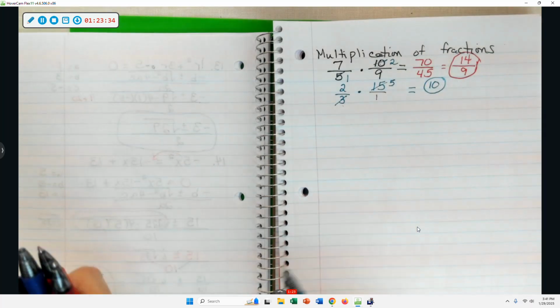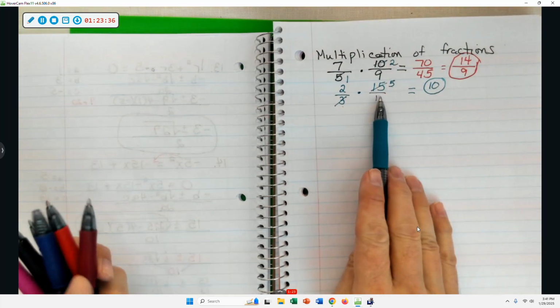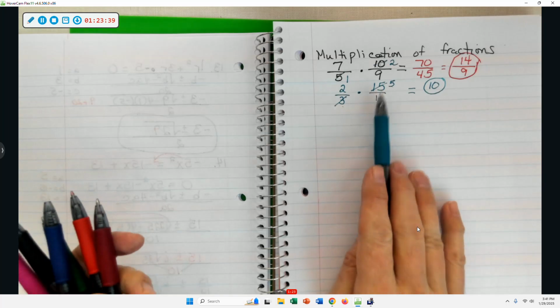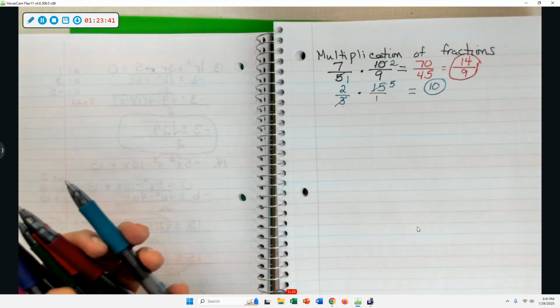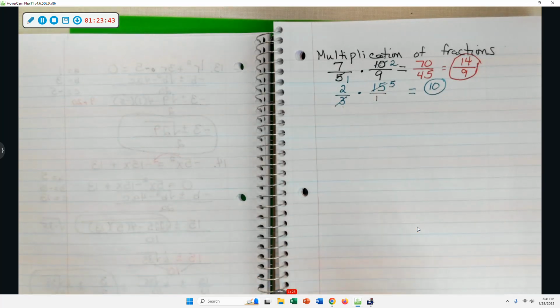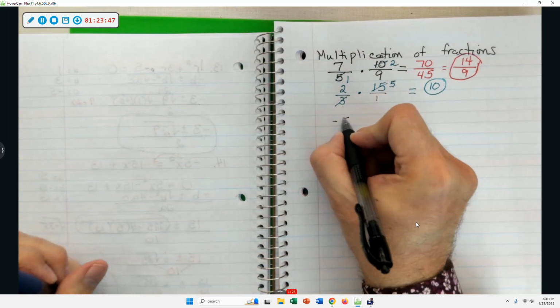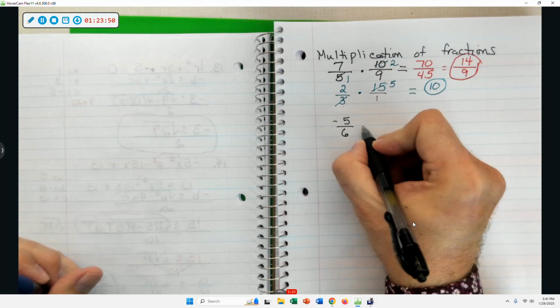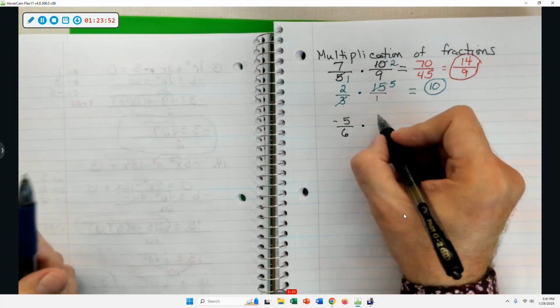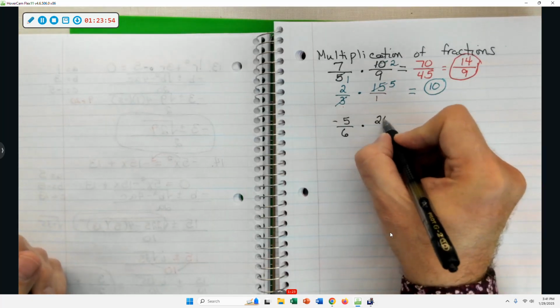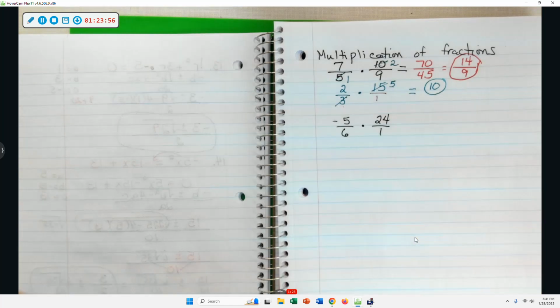So to multiply a fraction by an integer, think of that integer as over 1. And if you can cross cancel, that's what I'll do. Okay? How about one more? Negative 5 over 6 times 24? Is that a good one, Tim? I think of it as 24 over 1.